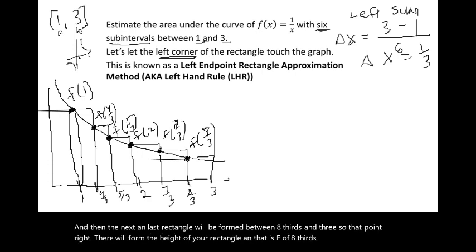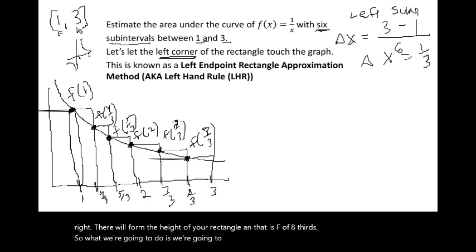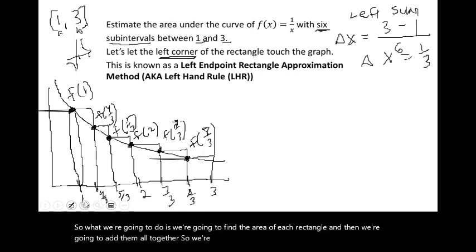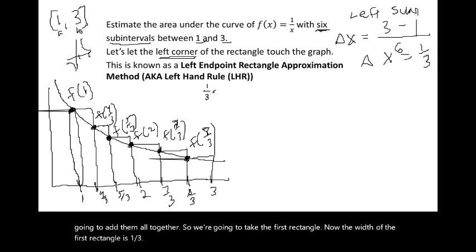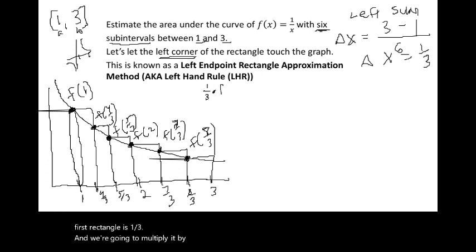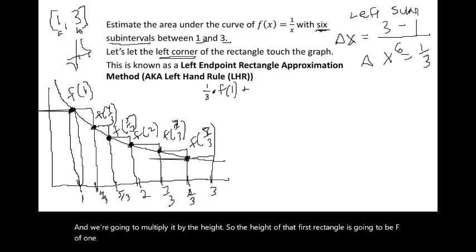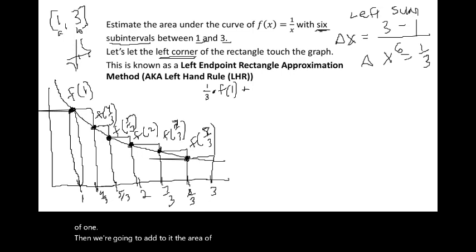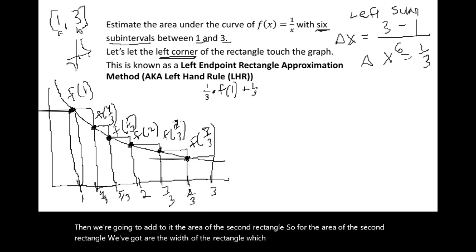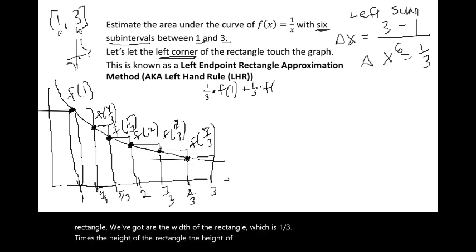So what we're going to do is we are going to find the area of each rectangle, and then we are going to add them all together. So we're going to take the first rectangle. Now the width of the first rectangle is 1/3. And we're going to multiply it by the height. So the height of that first rectangle is going to be f of 1. Then we're going to add to it the area of the second rectangle. So for the area of the second rectangle, we've got the width of the rectangle, which is 1/3, times the height of the rectangle. The height of the second rectangle is f of 4/3.